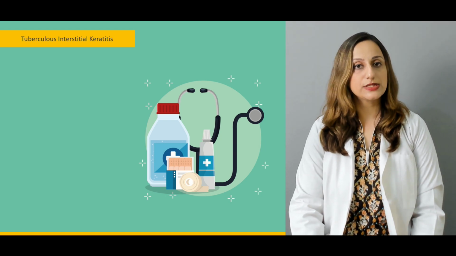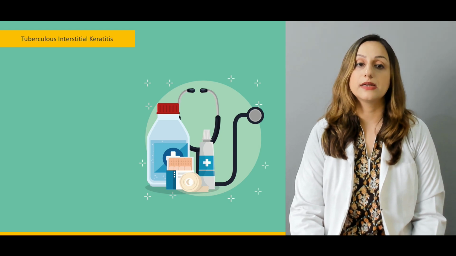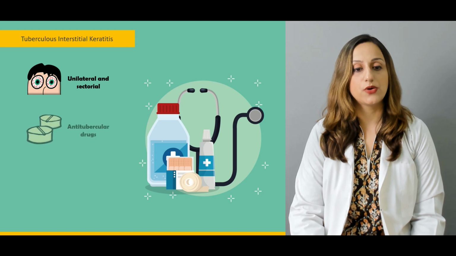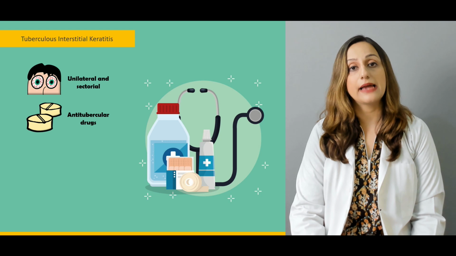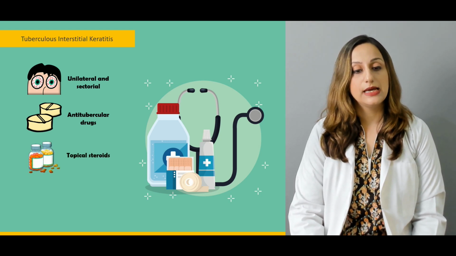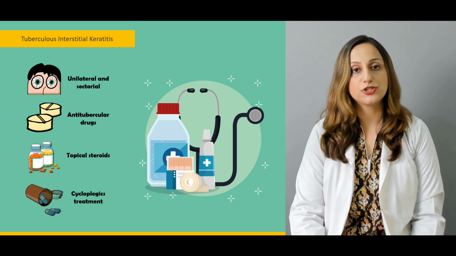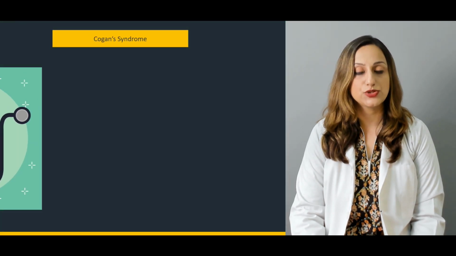The other infections that can result in keratitis are the tuberculous interstitial keratitis. It's usually unilateral and sectorial in origin. The patient is usually a diagnosed case and he's already on a regimen of the anti-tubercular drugs. Topical steroids can be used, and you're also going to prescribe the cycloplegic drugs that are given for these patients.